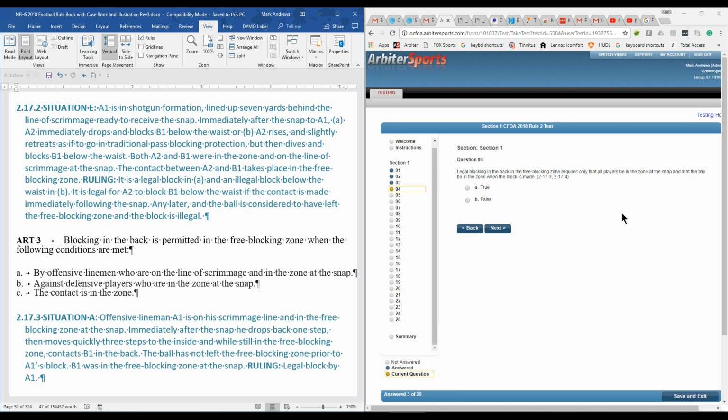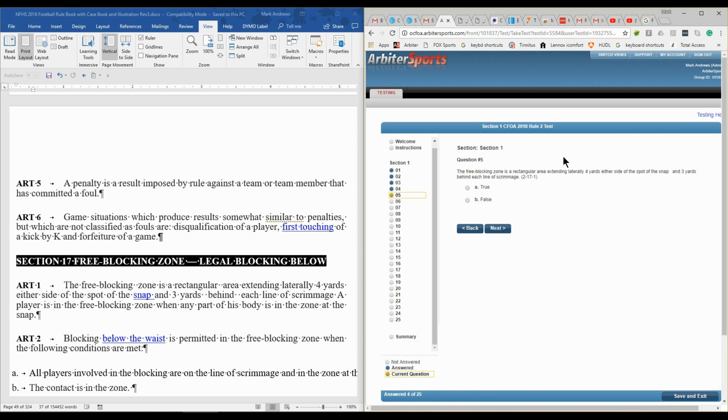The answer to this question is false, and you might think it's because it lacks contact in the zone, but the question implies contact, and really what it leaves out is that all the offensive linemen are on the line of scrimmage. So a bit of a trick question, but it's false.